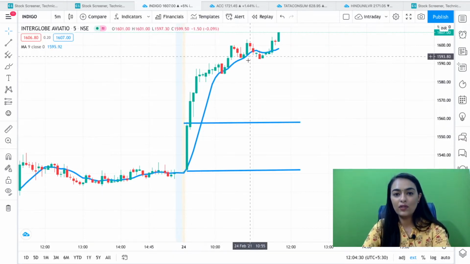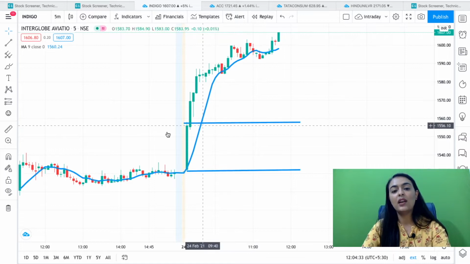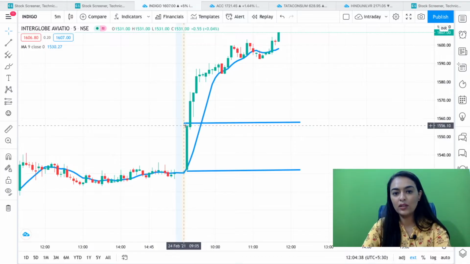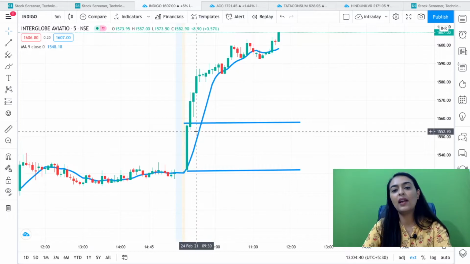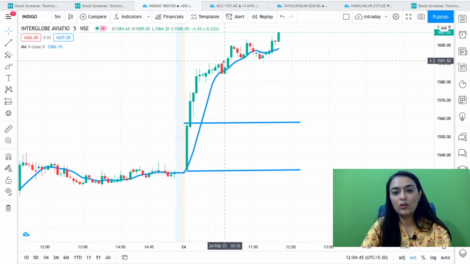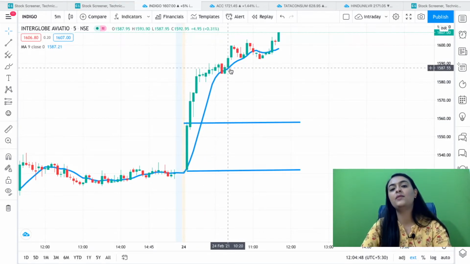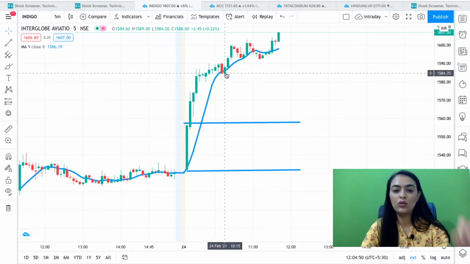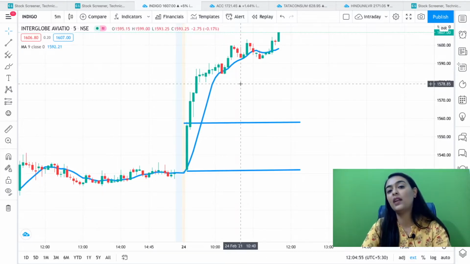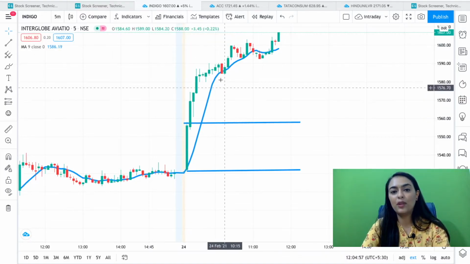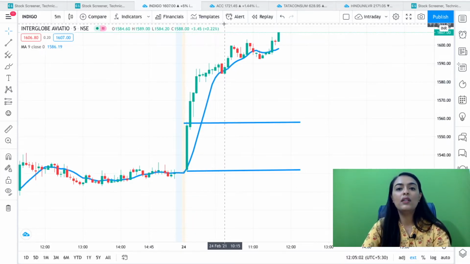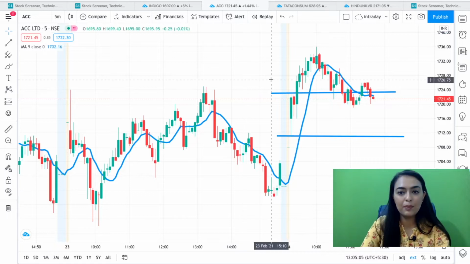I have also used a 9 days simple moving average. I am going to confirm that the stock is going above the high of the first 5-minute candle, and also that it is above the 9 days moving average, and I am going to book profit as soon as the stock attempts to break the 9 days moving average. So this will be my entry point, this is where I will book profit, and this will be my stop loss. We will see one more example.